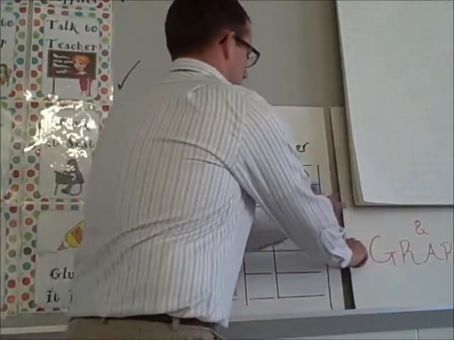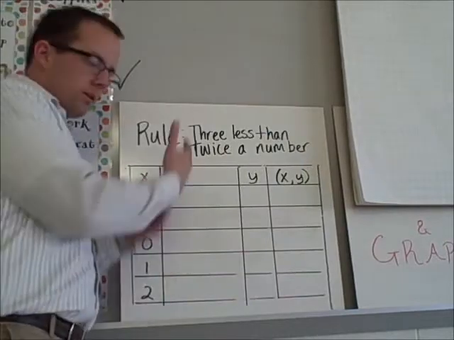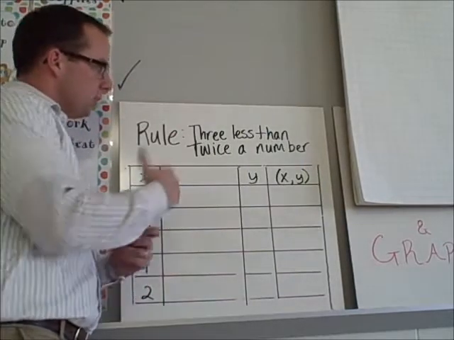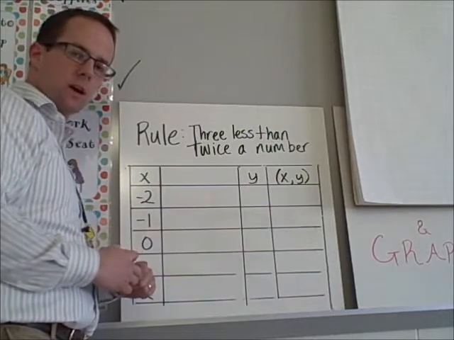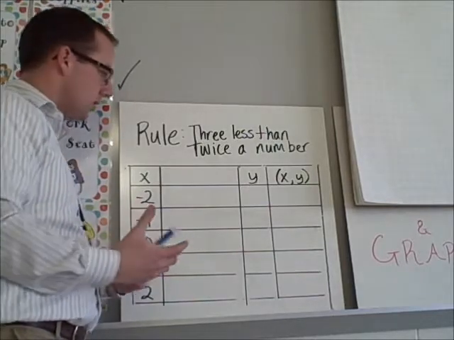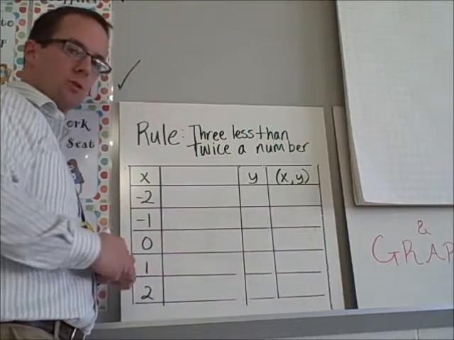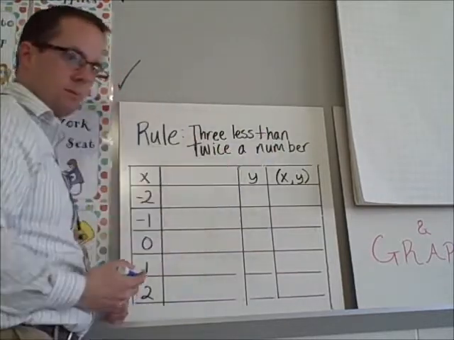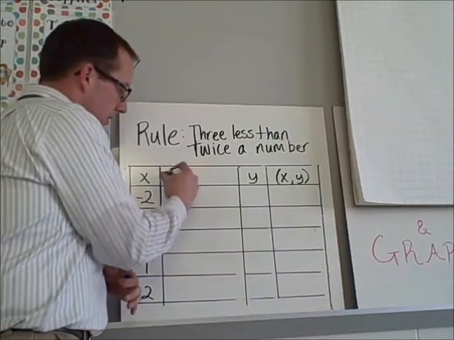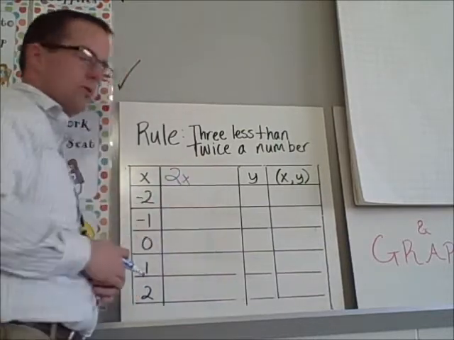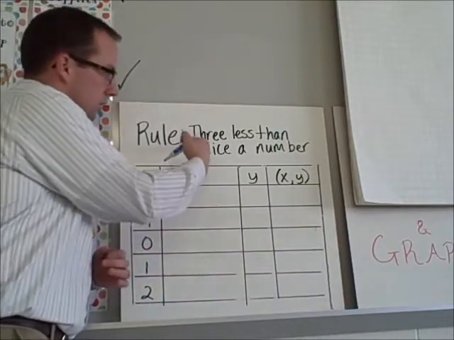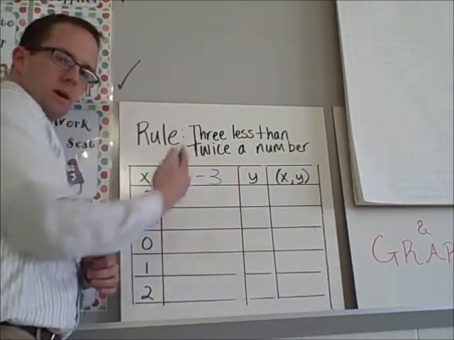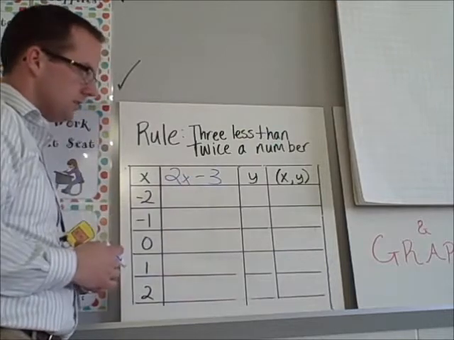So if you take a look, I've written a rule for what's happening to x to get to y. And the rule is 3 less than twice a number. So you have to go ahead and translate that into an algebraic sentence. 3 less than twice a number. I'm going to have to start with twice a number, so that's 2x. And then, of course, 3 less than that is minus 3. So I've now written my rule as a function into the table.